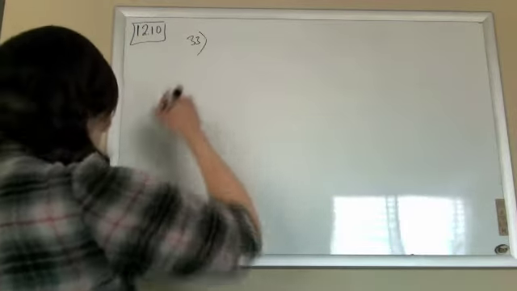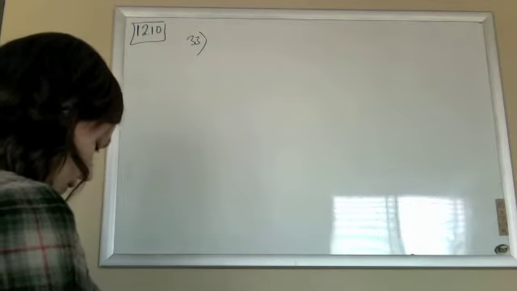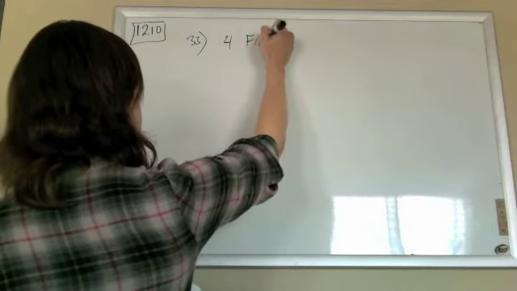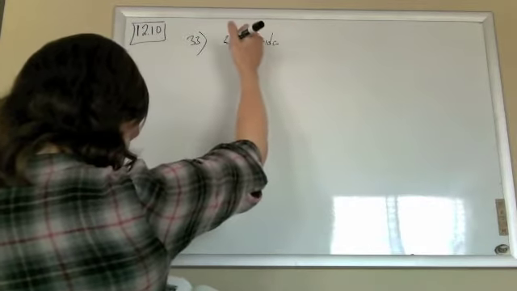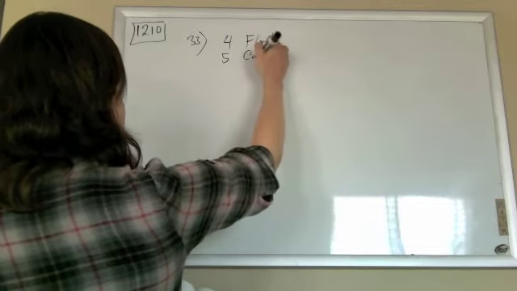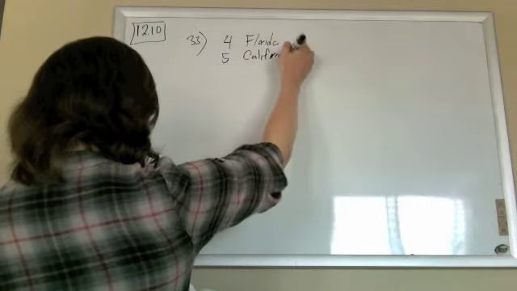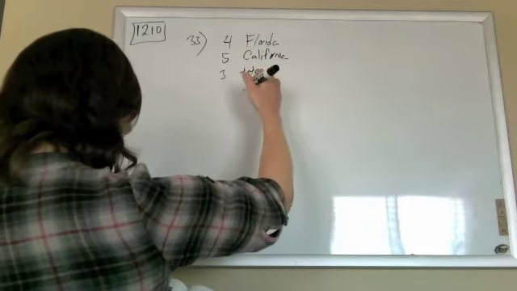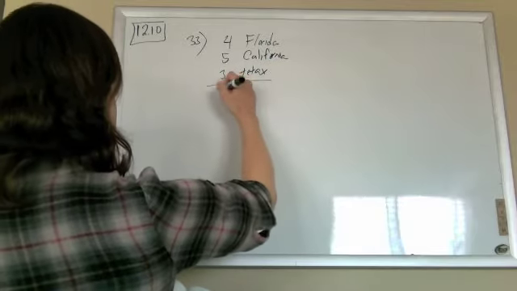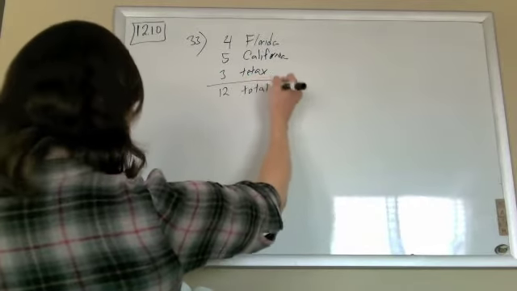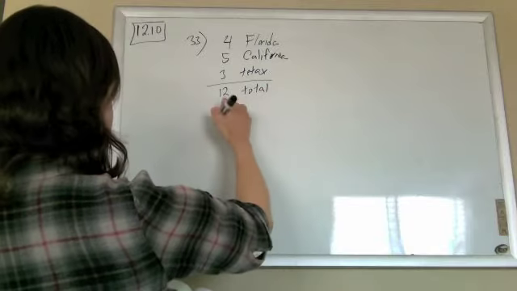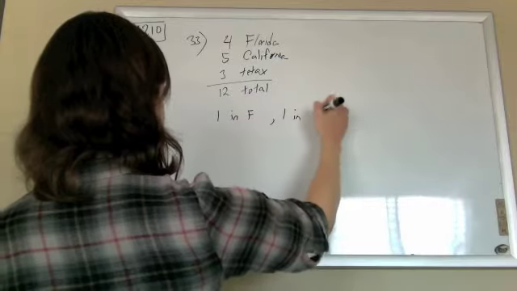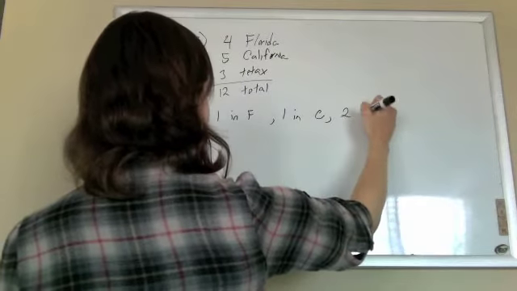And for 33, let's see, 12 routes, 4 in Florida, 5 in California, 3 in Texas, for a grand total of 12. And what we want to choose is 1 in Florida, 1 in California, and 2 in Texas.